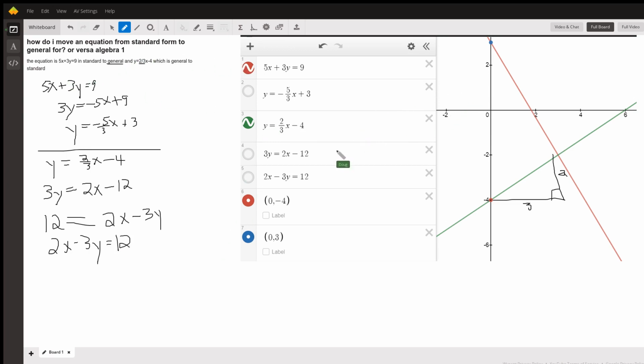And same deal, if I enabled these graphs on Desmos, you would see that they all three overlap that green line. So I'm going to include the link to that Desmos graph in the answer to this video.